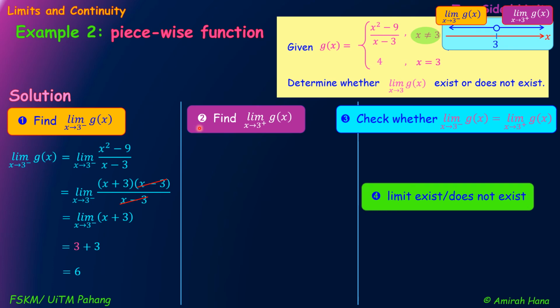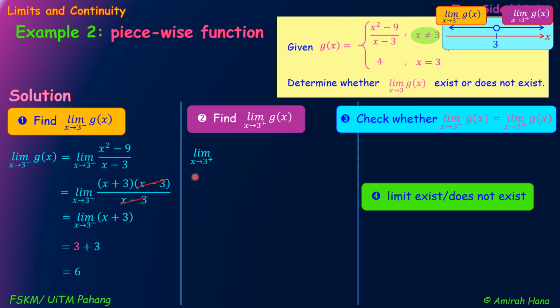Then we go to step 2. Find the limit as x approaches 3 from the right of g(x). Okay, from here, when the domain x is not equal to 3, we have an arrow from the right here. It means that to find the limit from the right of g(x), we use this arrow. This arrow means this domain, and this domain means this function. So in this case, we use the same function from the left and from the right.